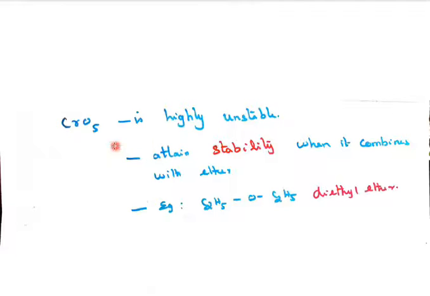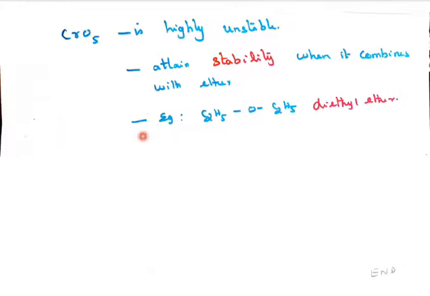CrO5, chromium peroxide, is highly unstable and attains stability only when it combines with ether. For example, when you add diethyl ether, the stability will increase.